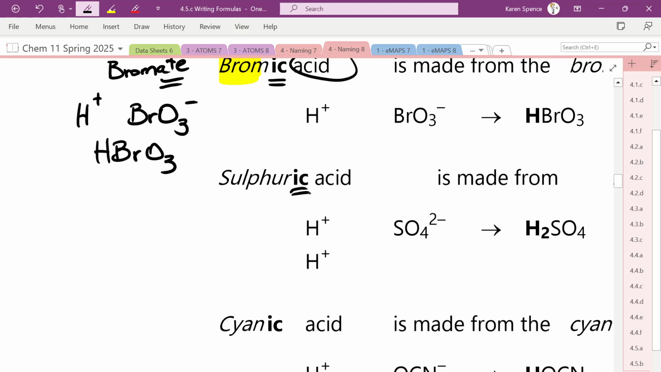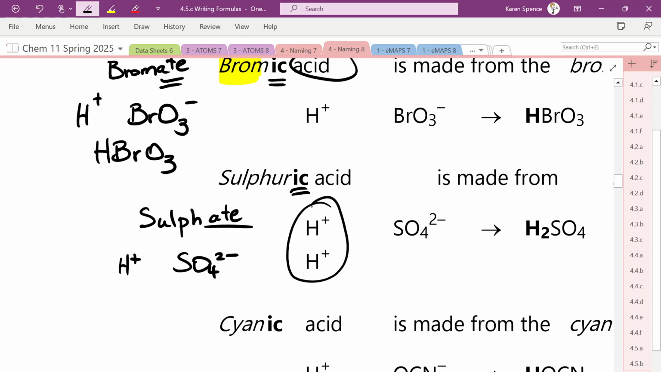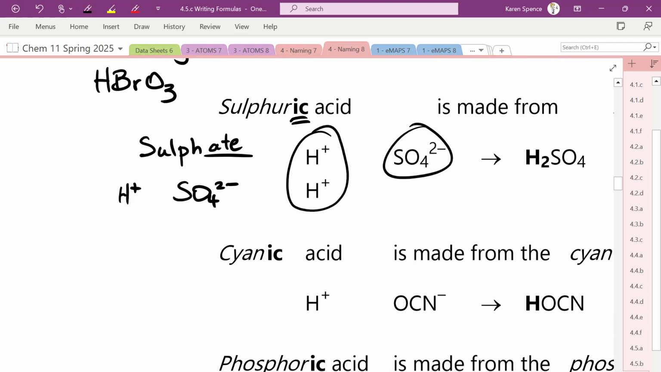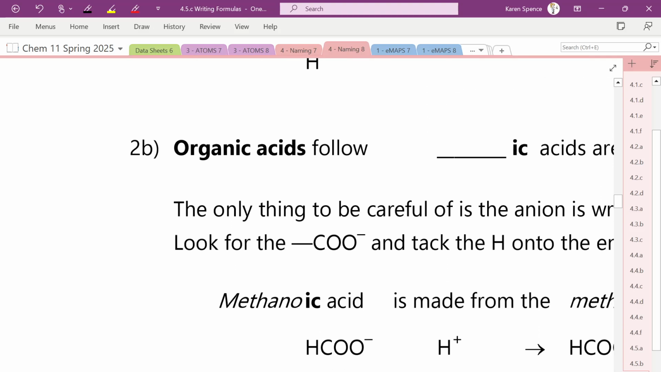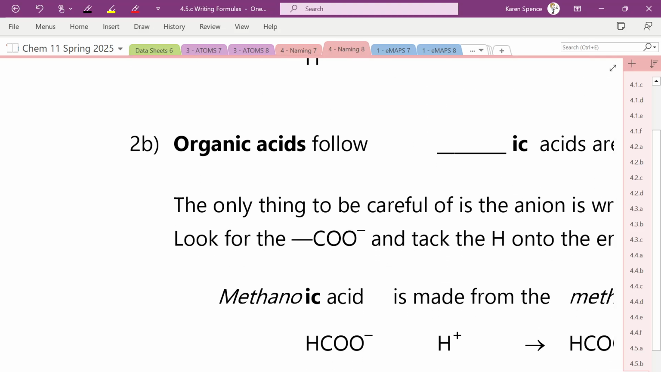Sulfuric, that's going to be, what's the ending? If it's a sulfuric acid, what ion are we dealing with? Sulf-ate. I ate something icky. Okay, so that's SO4 2-. And then, of course, it pairs off with who? Hydrogen, H+. And so we need 2 H's to balance the SO4 2-. Okay. We're going to skip those and move on to organic acids.